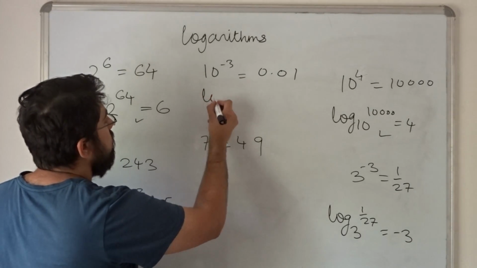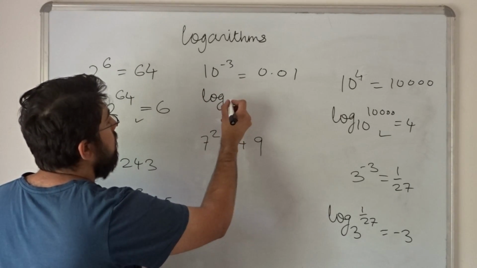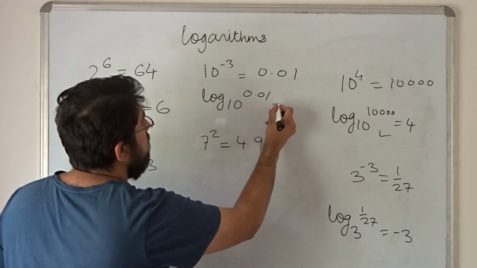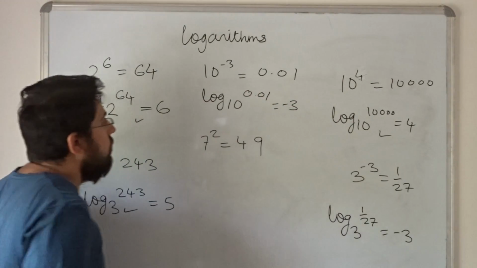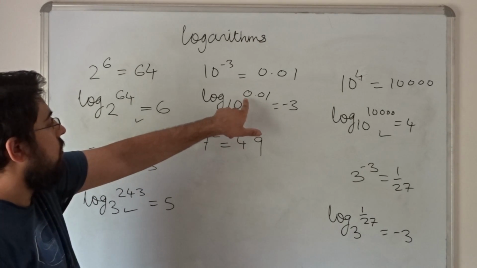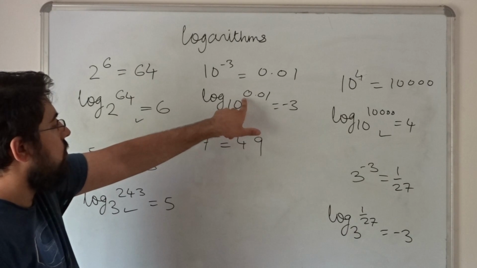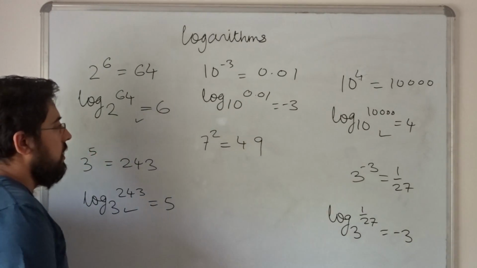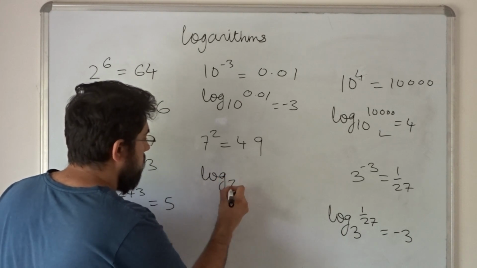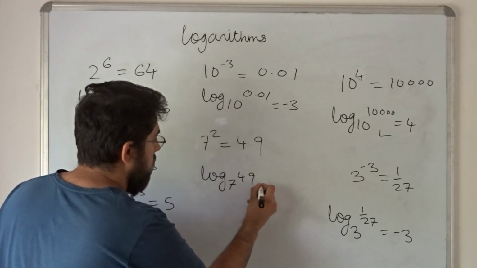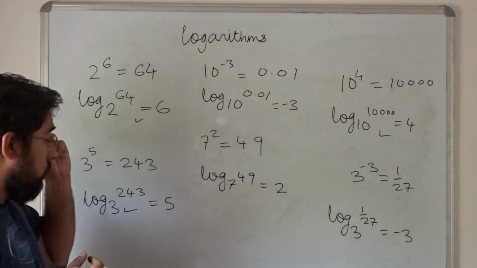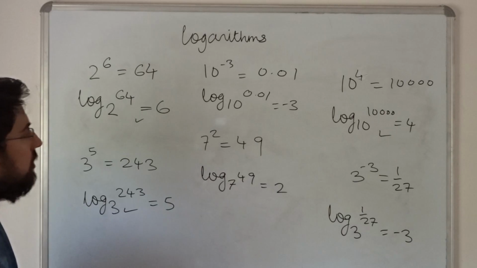So this one here is quite easy. Log base 10 of 0.01 equals negative 3. Okay? It can never be log base 10 to the power negative 3. No, it cannot be like that. And this one again is easy. Log base 7 of 49, which equals 2. Okay? So just keep this in mind.